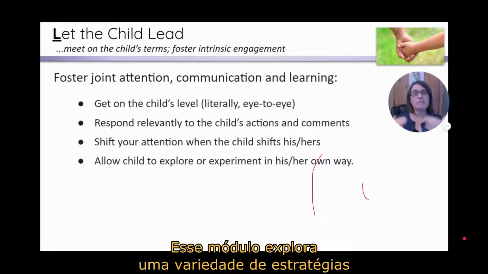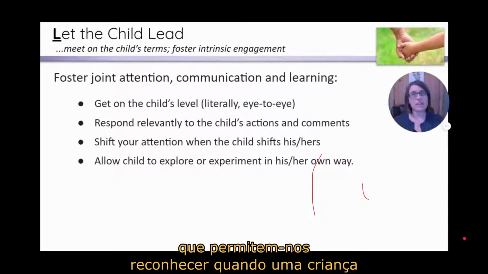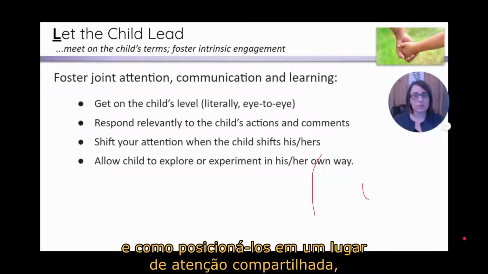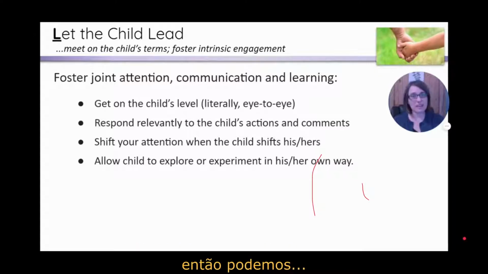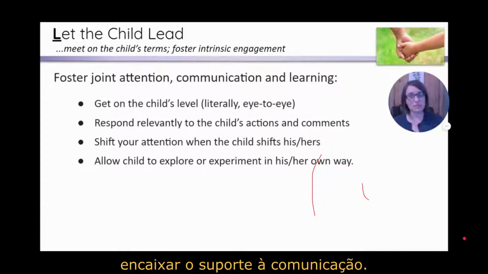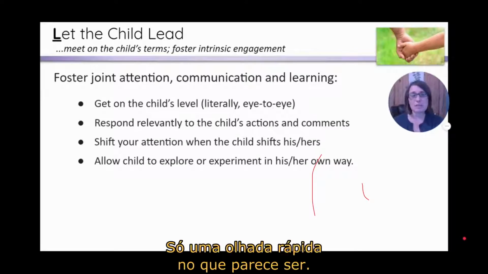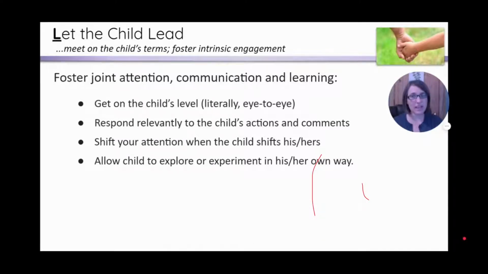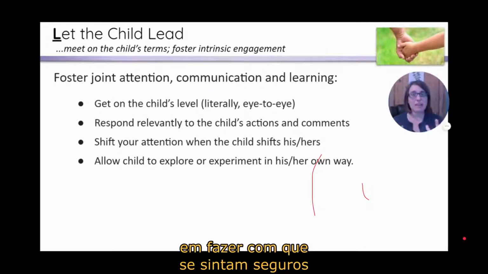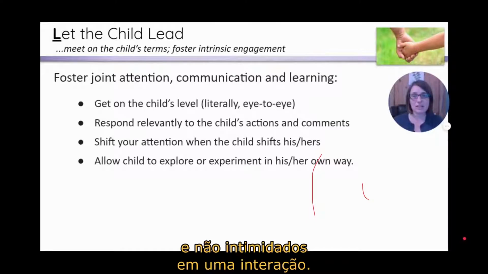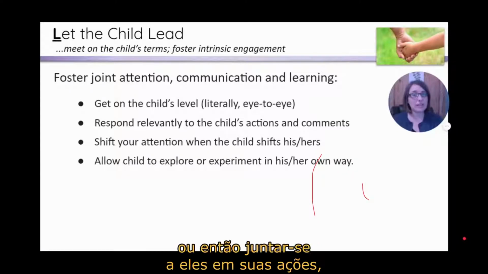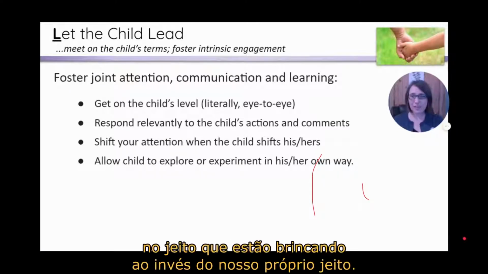So this module explores a variety of strategies that allow us to recognize when a child is at different stages of learning and how to get them to a place of joint attention so that we can then dovetail into supporting their communication. So just a snapshot of what this looks like. Getting on the child's level, not low, but actually on their level, literally eye to eye, can play a big part in making them feel safe and not intimidated in an interaction. Responding relevantly to what they're doing, so commenting on their actions or joining them in their actions in the way that they are playing rather than having our own way of doing it.